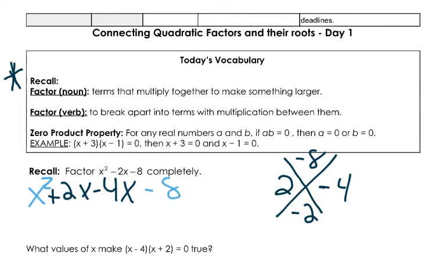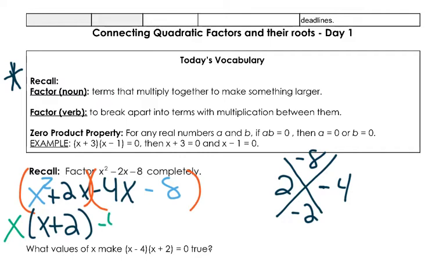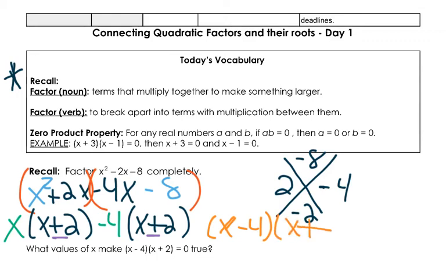I'll break these and group them together, first two terms and last two terms. Pull out the GCF. Here, x is the GCF for the first grouping, and I would have left x plus 2. And for the second, I could pull out negative 4 as a GCF, and I would have left x plus 2. And since our parentheses are the same, I could say that the factors here are x minus 4 times x plus 2.